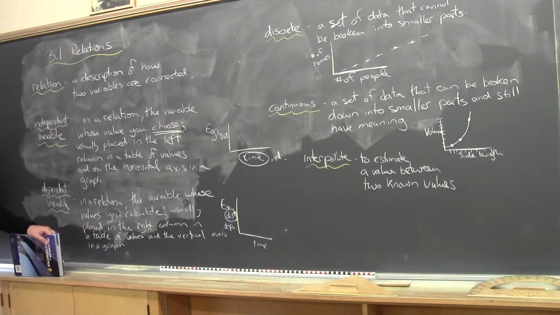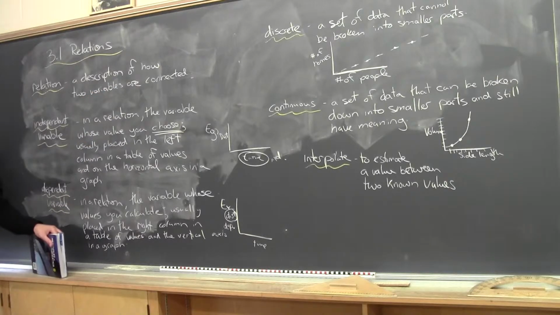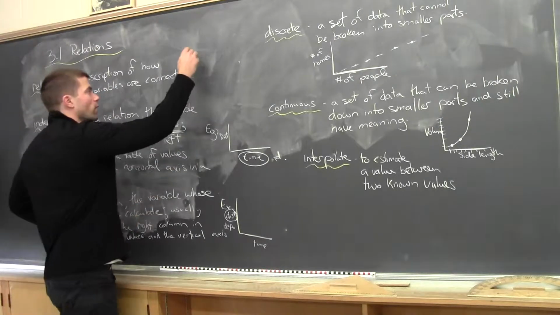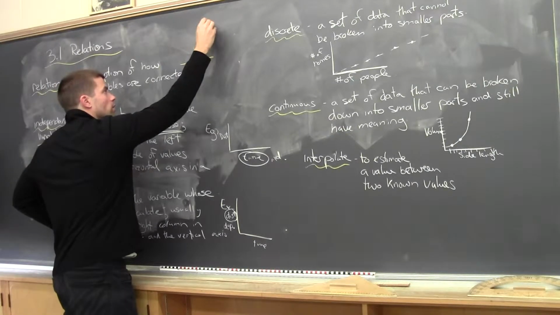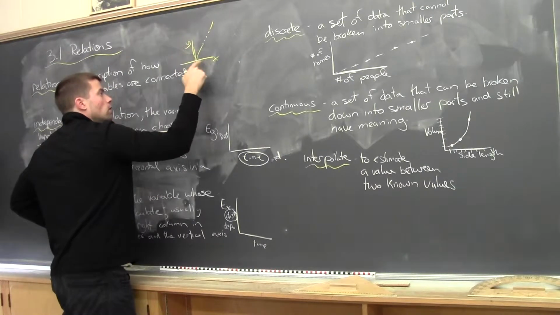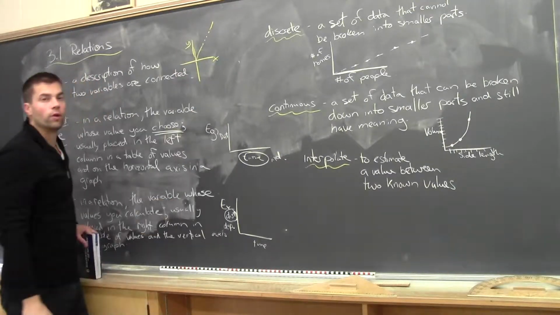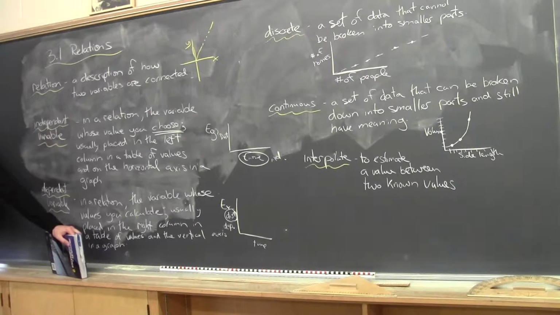Another way you can think of relations is to think of graphs, because typically a relation is describing how two variables are connected. When we look at a graph, it's describing one variable on one axis and another variable on another axis. Okay, so any graph that you see with values populated is a relation. So that's one way you can think of a relation.